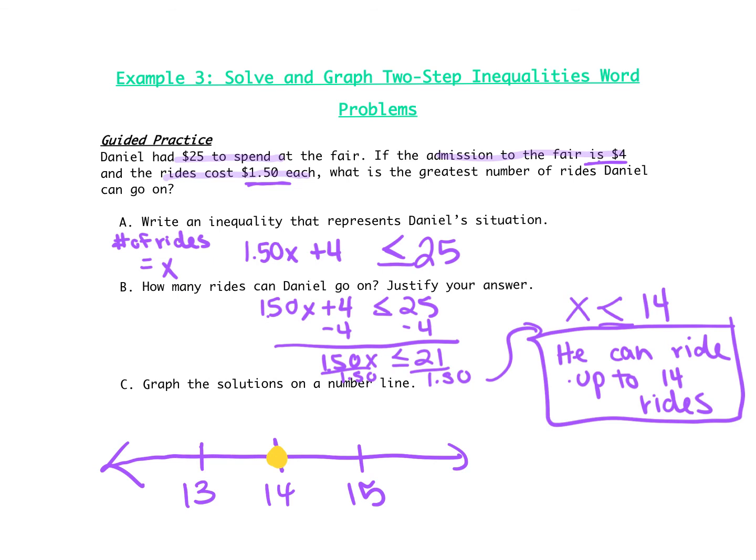And is it going to be numbers less than 14 or numbers greater than 14? Well, he can't ride 15 rides because he doesn't have enough money. So it has to be numbers that are less than. So you go to the left. And there it is. And you guys go ahead and do the try this for the next one.